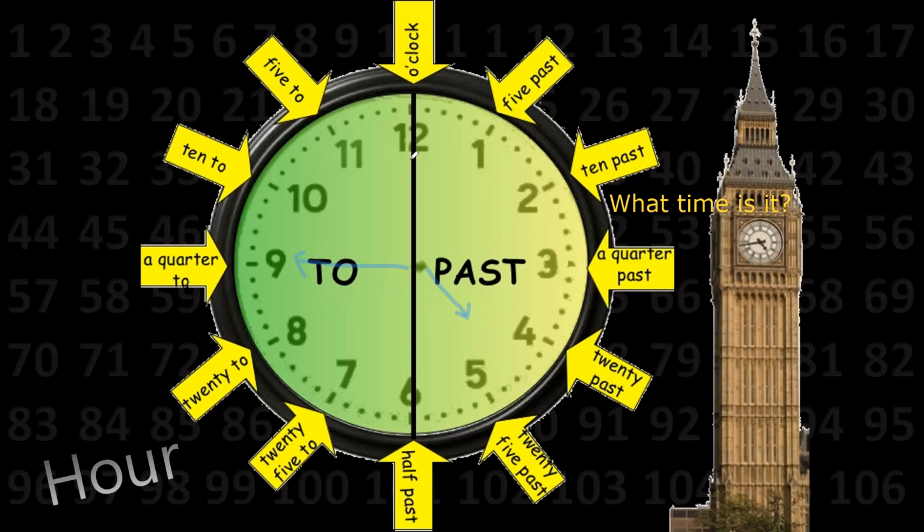Okay. And then moving a little bit further. Now, if the pointer is here, then it's 10 to 5. We say that in Portuguese too, right? It's okay to say it's 4:50. That's not wrong. No problem. But it's also okay to say it's 10 to 5. Now, let's change here.